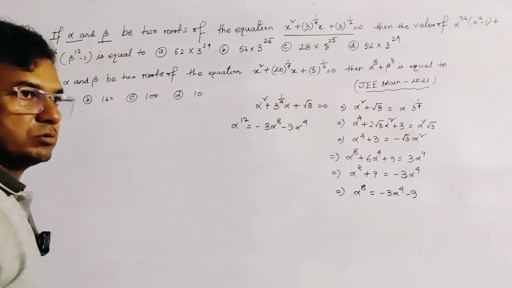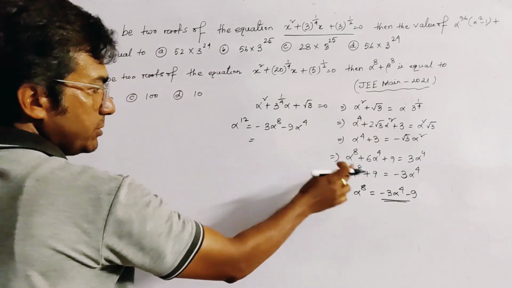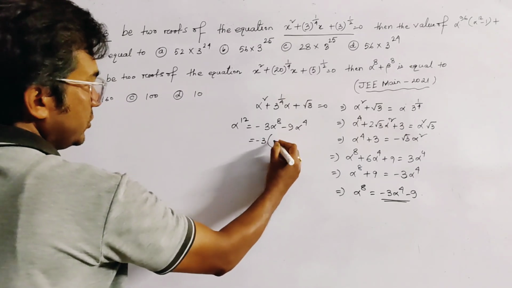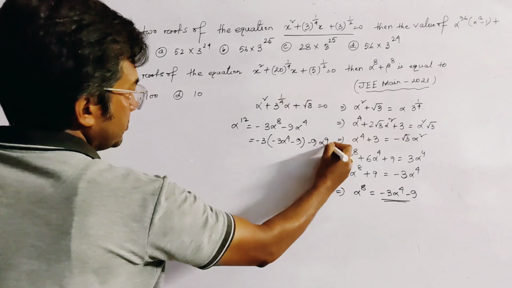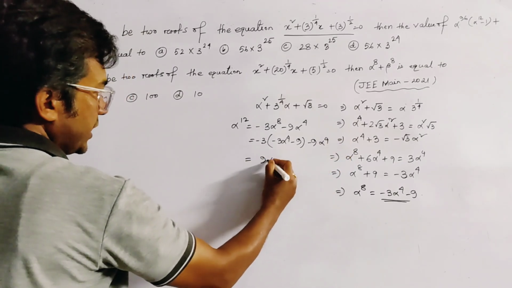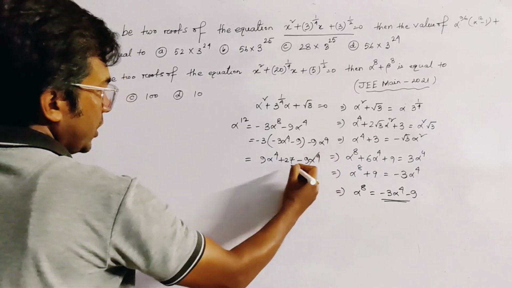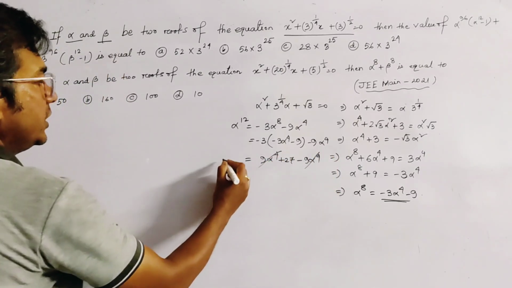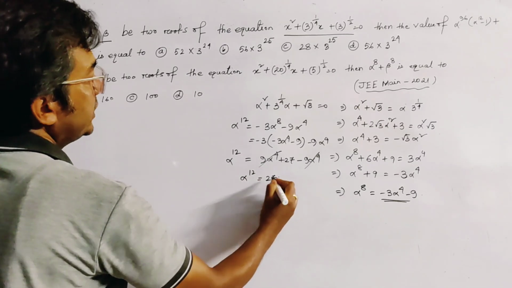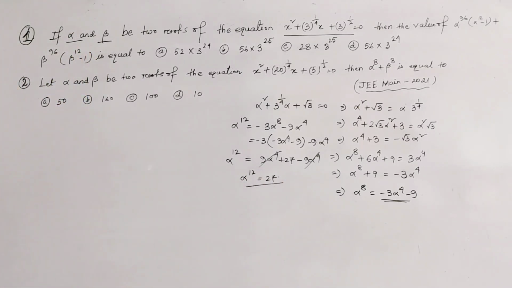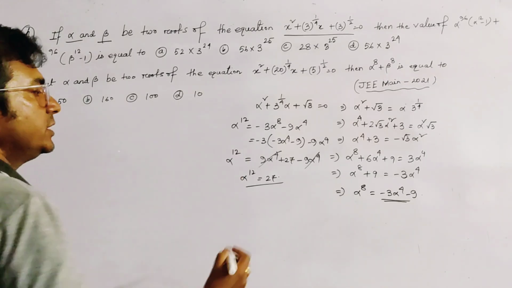Okay, now if we put the value of alpha to the power 8 from here, minus 3 into minus 3 alpha to the power 4 minus 9, minus 9 alpha to the power 4, we get 9 alpha to the power 4 plus 27 minus 9 alpha to the power 4. Alpha to the power 4 and alpha to the power 4 cancel out, and we get alpha to the power 12 equals 27.